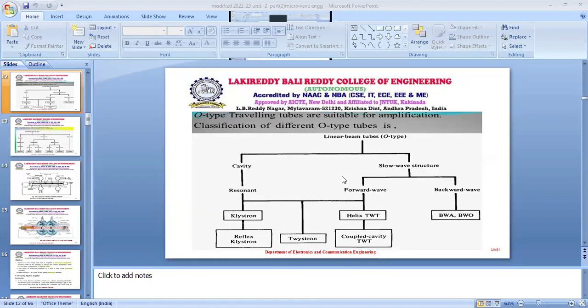You see the classification of microwave tubes, especially linear beam tubes or O-type tubes, and these are cavity type and slow wave structures. In the cavity type, under resonant amplifiers, two tubes are there. One is a two cavity klystron amplifier and the other is a reflex klystron oscillator. And now see the two cavity klystron amplifier.